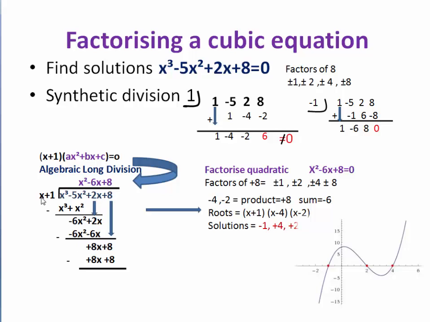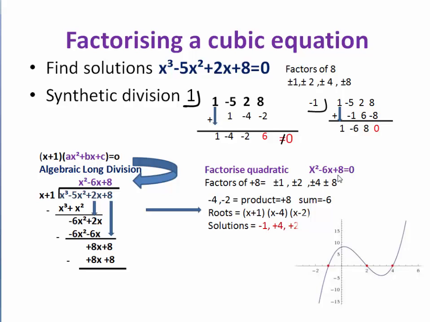Plus 8 multiplied by x is 8x, plus 8 multiplied by plus 1 is plus 8. When we subtract these two, we're left with 0. So our answer for our quadratic equation is x squared minus 6x plus 8. Now we need to factorize this quadratic to get the two roots and the two solutions of the quadratic. We already know one of the solutions for the cubic equation. So we're going to factorize the quadratic x squared minus 6x plus 8.